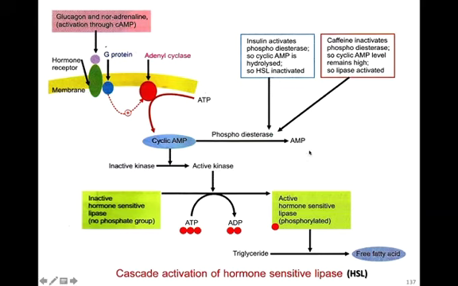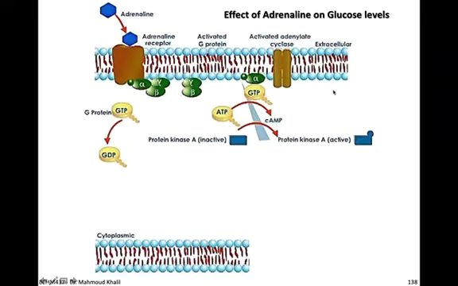So as well, caffeine inactivates this phosphodiesterase. So we will have no AMP in the cytoplasm. So that means cyclic AMP remains at a high level, and so the lipase is activated. Again, this figure shows the effect of adrenaline on the glucose level. Nothing new in this figure.